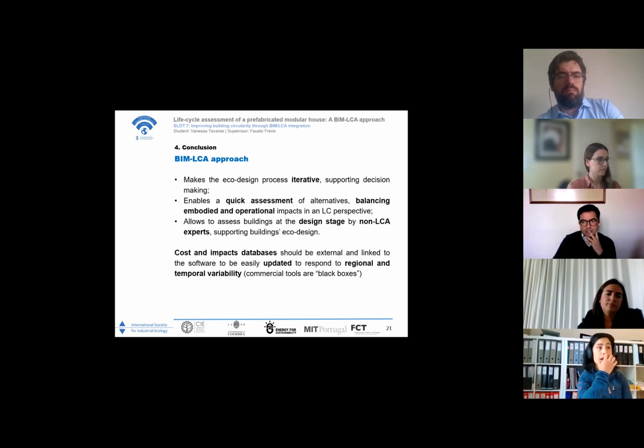Now we can use the BIM LCA approach as an interactive process, and it can more easily balance embodied and operational.